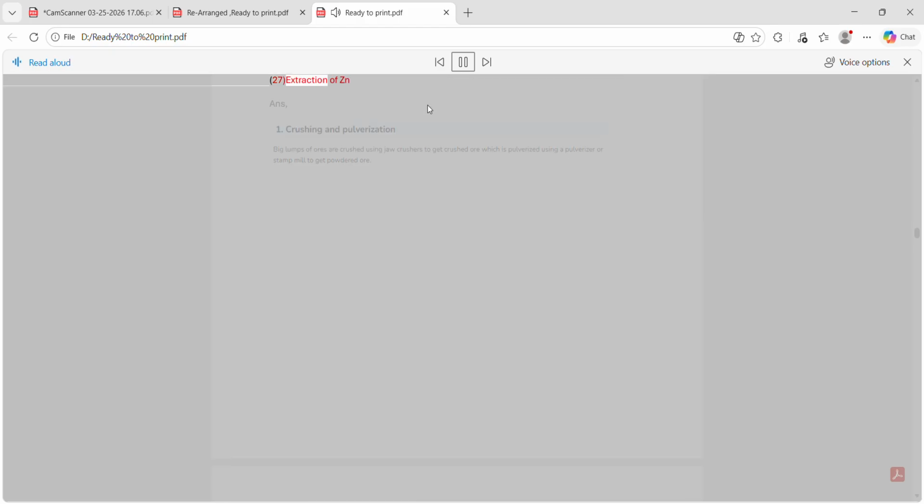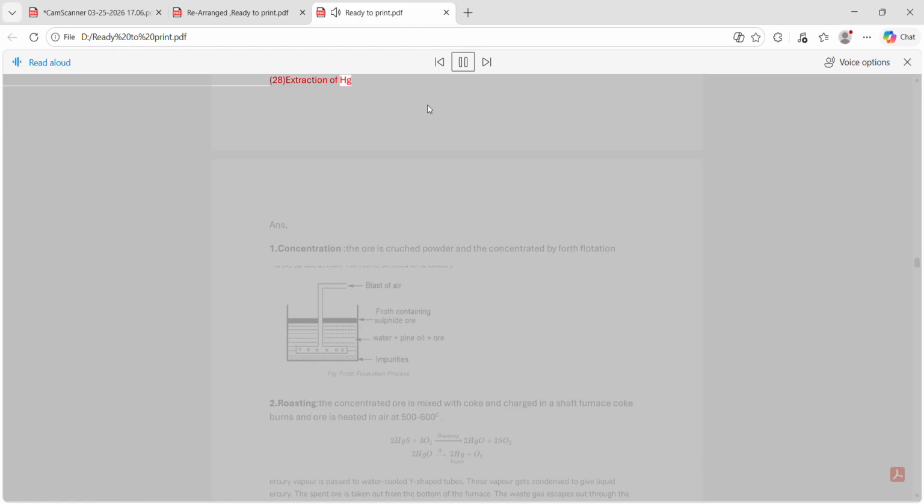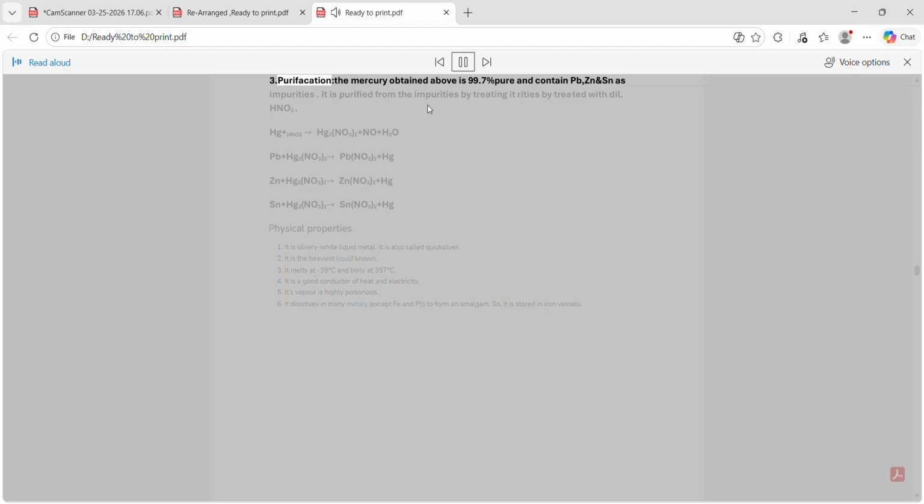27. Extraction of Zn. Answer. 28. Extraction of Hg. Answer. 1. Concentration. The ore is crushed to powder and then concentrated by froth flotation. 2. Roasting. The concentrated ore is mixed with coke and charged in a shaft furnace, coke burns and the ore is heated in air at 500-600 °C. 3. Purification. The mercury obtained above is 99.7% pure and contains Pb, Zn, and Sn as impurities.